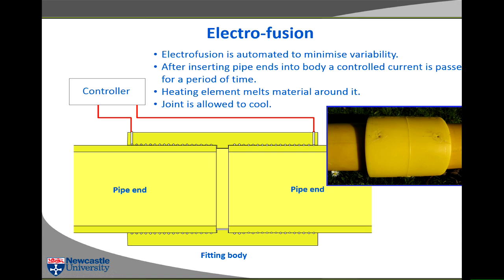So here's the electrofusion process, and again it's completely automated so that the operator doesn't have a chance to mess it up. So you insert the pipe ends, you clean up the pipe ends in exactly the same way as you would for butt fusion, and then you insert the pipe ends into the fitting body, and then you press the button on the controller and it passes the correct current for the correct amount of time.